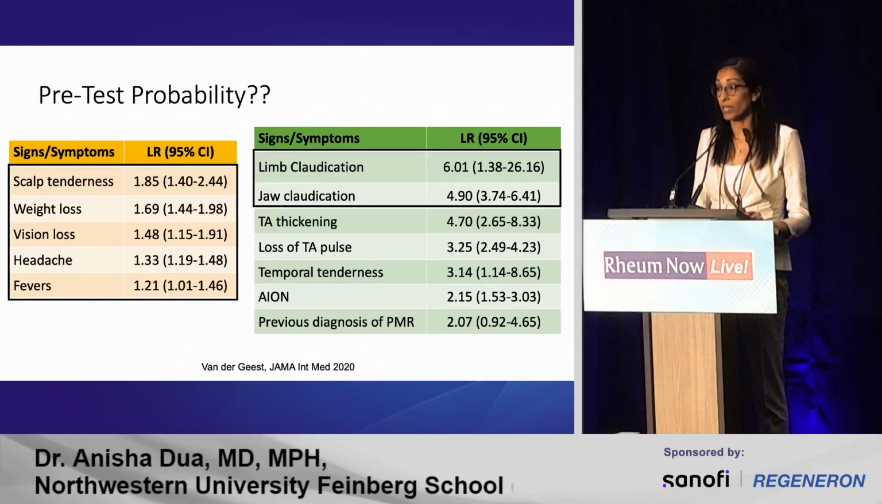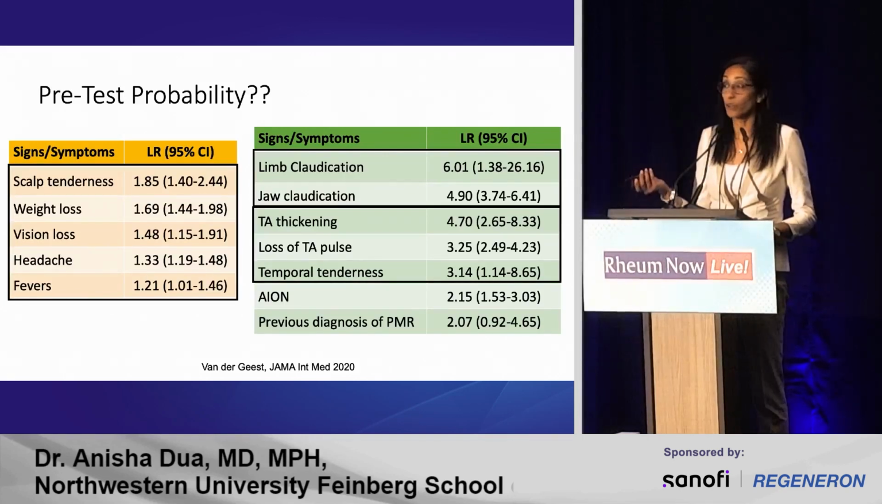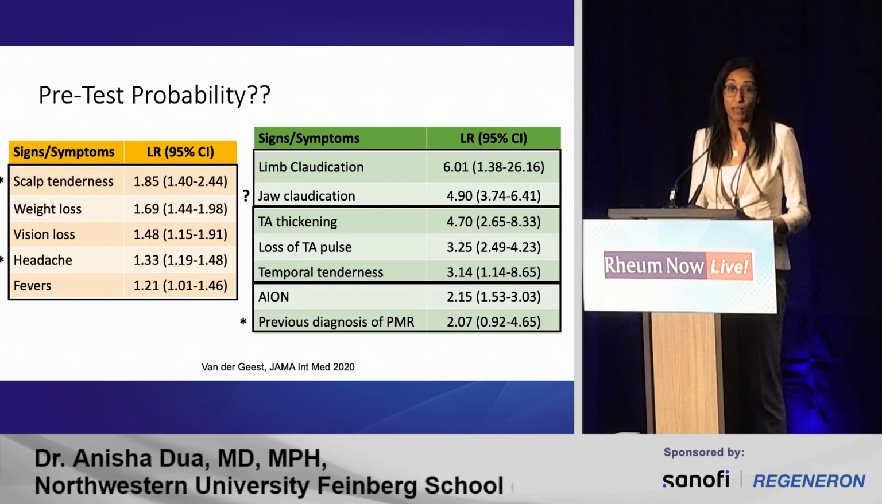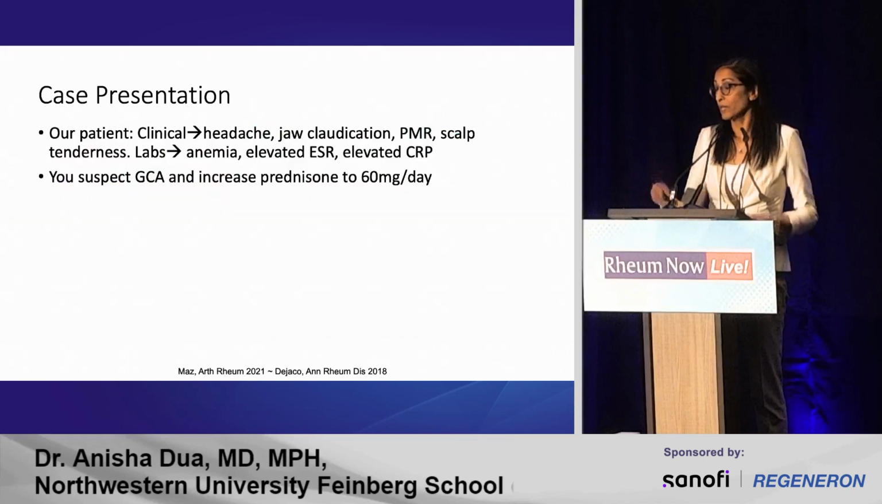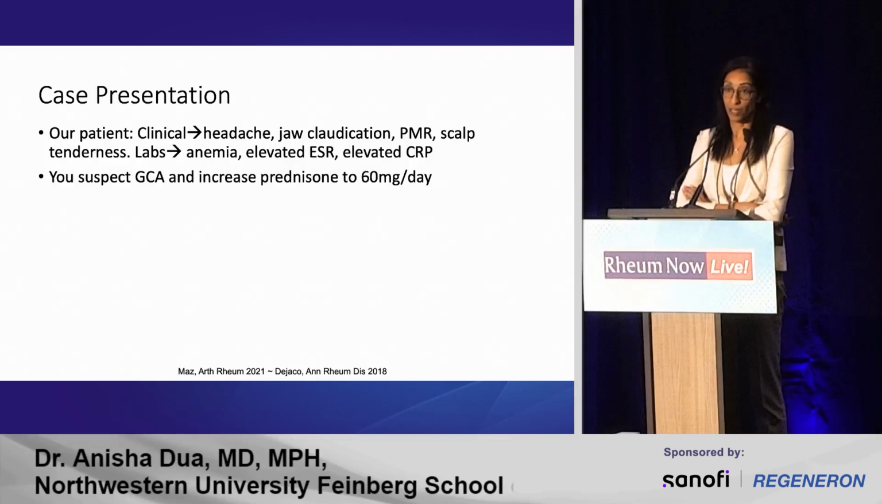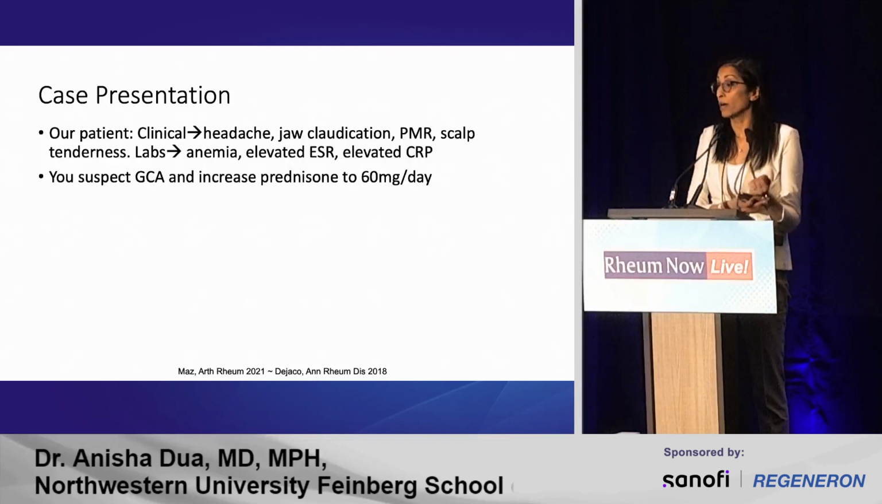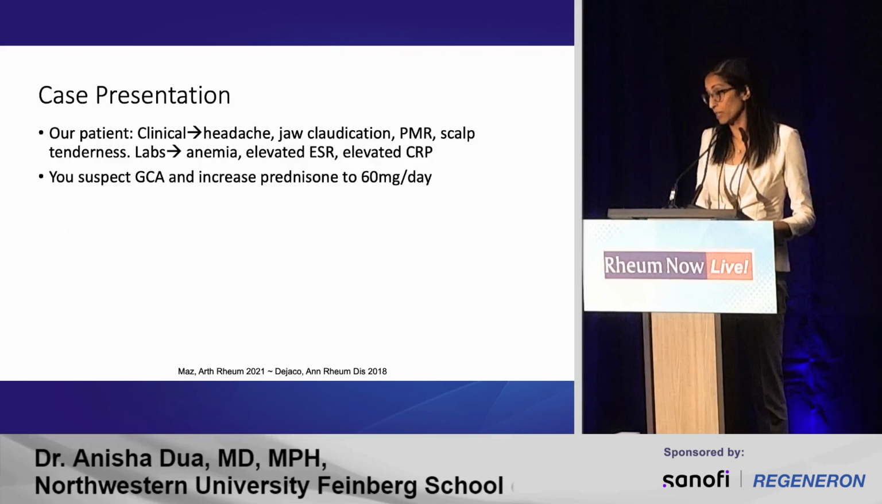So limb and jaw claudication significantly increase your probability of having GCA. Temporal artery abnormalities, and then the AION and previous diagnosis of polymyalgia rheumatica. So what does our patient have? She has scalp tenderness, she's got a headache, she might have jaw claudication, she has a history of TMJ that makes it a little bit difficult to tease out, and she has a previous diagnosis of PMR. She also has this elevated SED rate, CRP, anemia. You'd think she has GCA. So you're going to increase her prednisone to 60 milligrams daily.